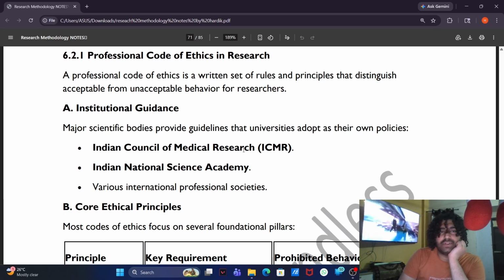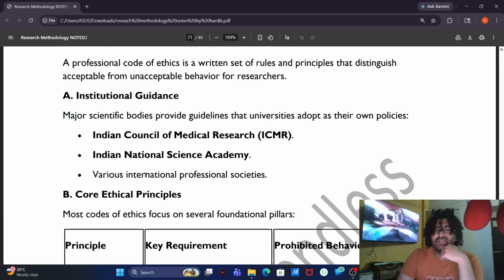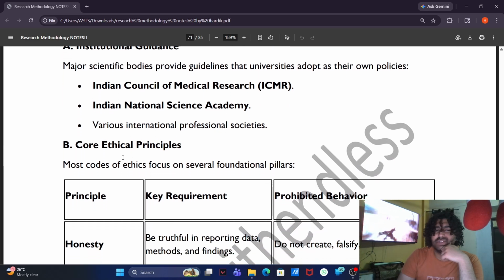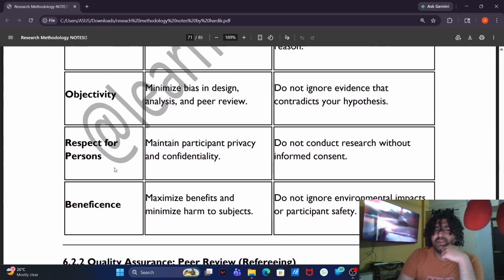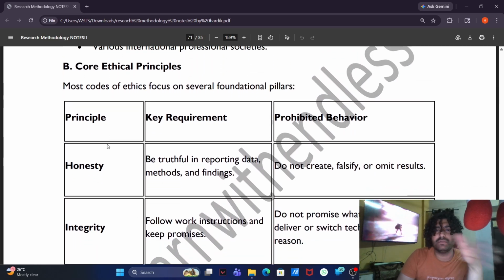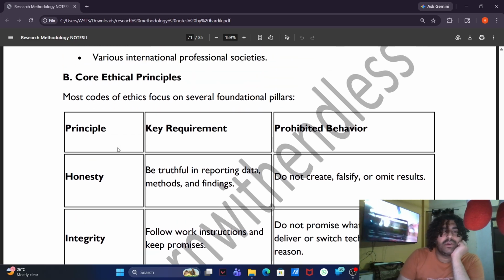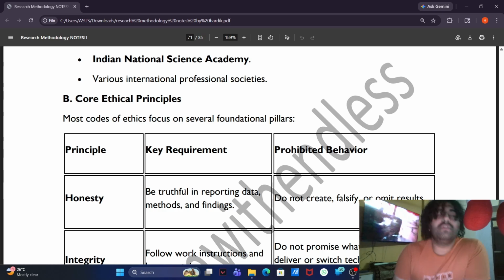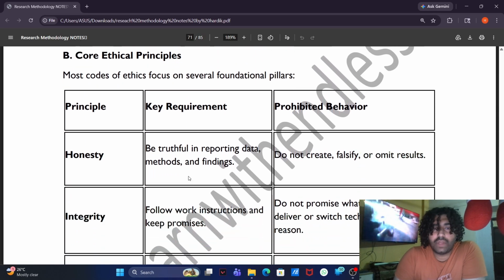And the professional code of ethics, institutional guidelines, the major scientific bodies whose guidelines universities adopt as their own principles. Indian Council of Medical Research, Indian National Science Academy, various international societies. Core ethical principles: honesty, integrity, objectivity, and beneficence. We have discussed this one. This is a better tabular form. You can learn easily from the tabular form, and honestly it looks nice on a question paper.